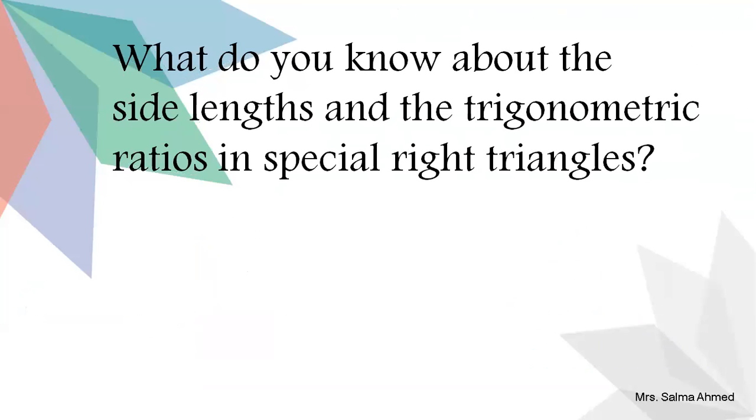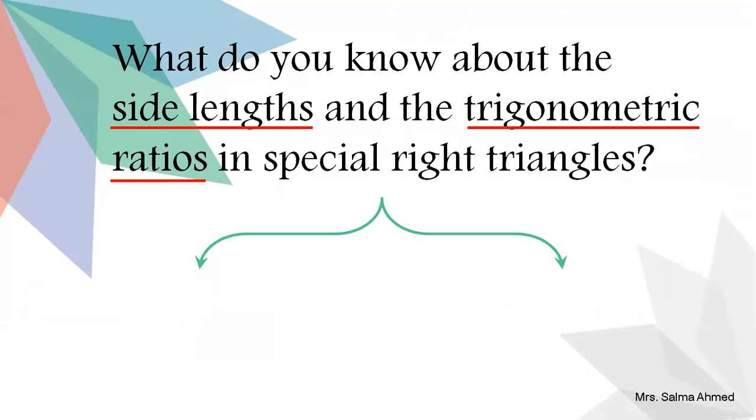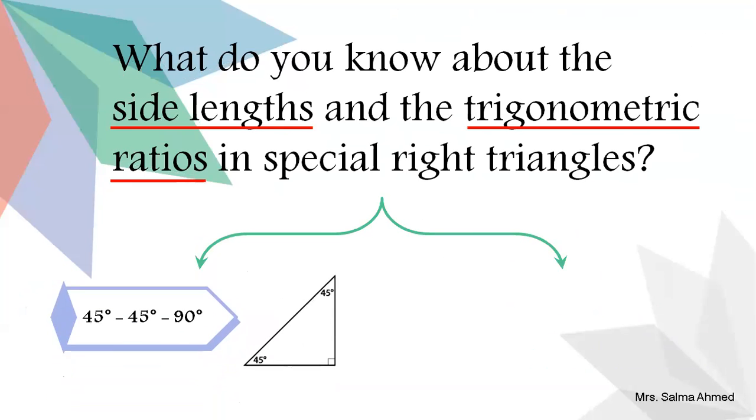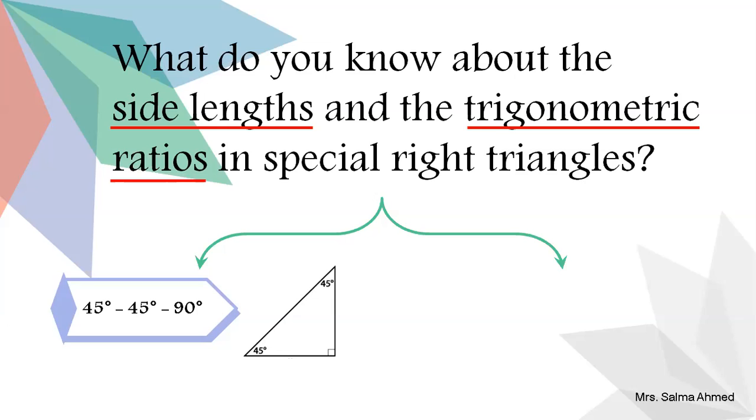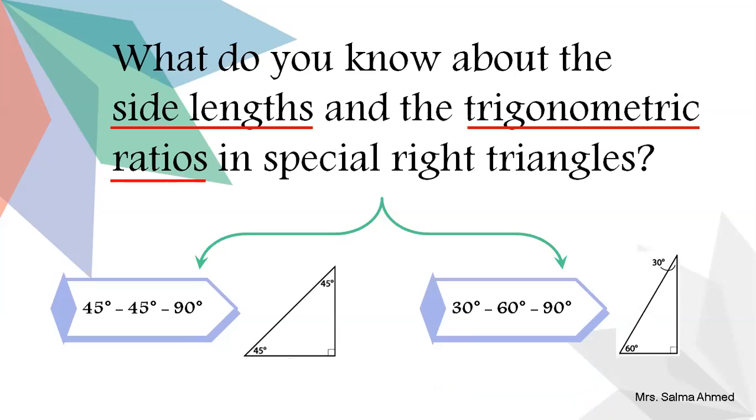What do you know about the side length and the trigonometric ratio in special right triangles? By the end of these slides, we are going to find the relation between the side length and the trigonometric ratios in special right triangles. What are special right triangles? We are going to have a 45, 45, 90 degree triangle, and a 30, 60, 90 degree triangle.